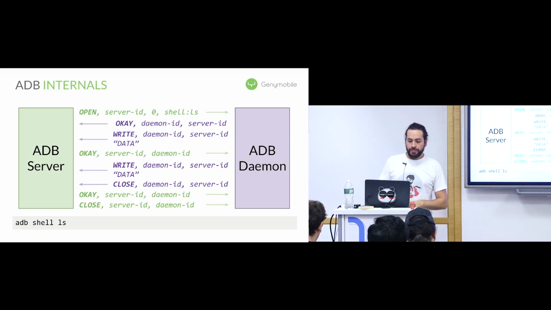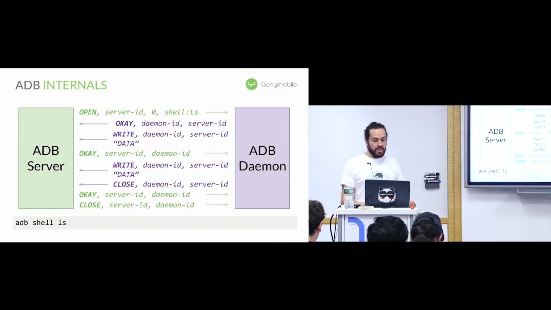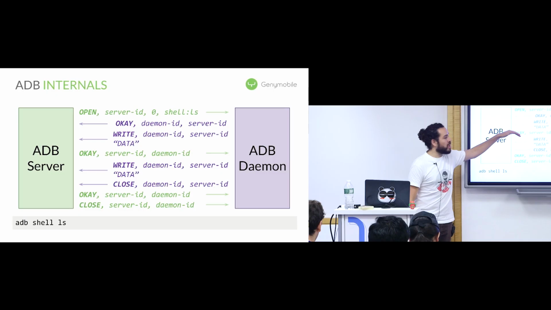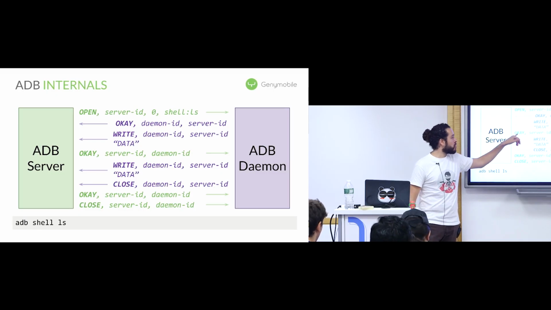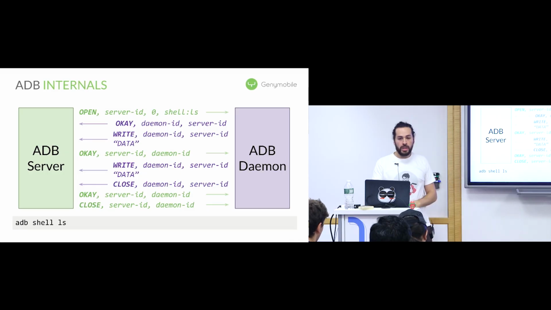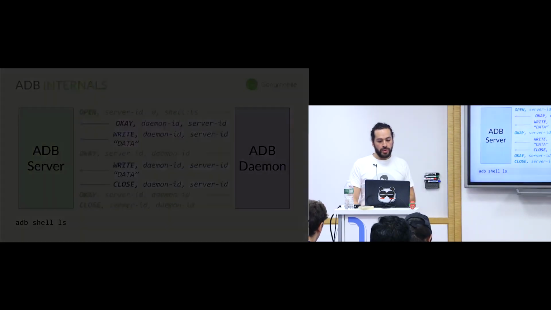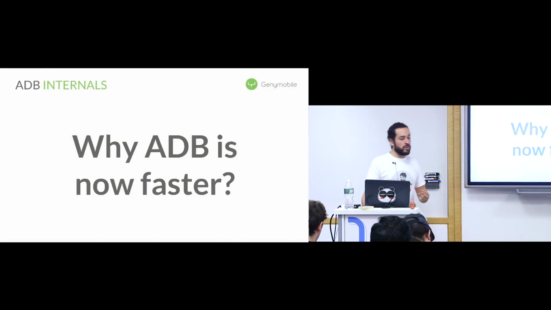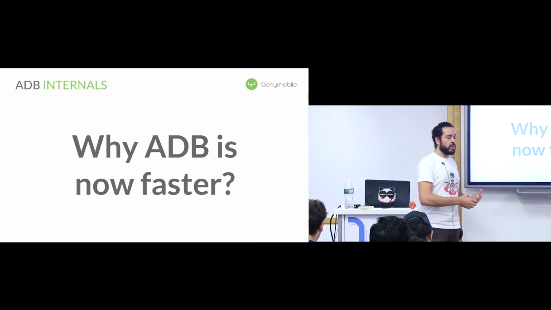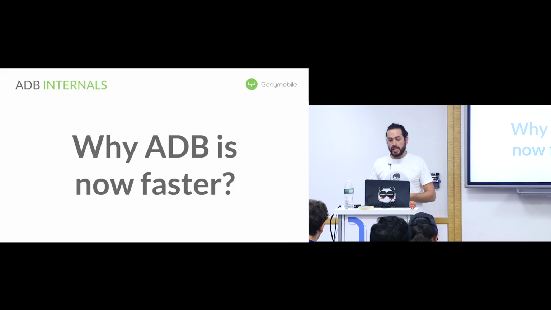OK? What you need to understand is that each time you have a write data, you have an OK message, and the daemon will wait for the OK to send the next write. And that will bring an interesting thing to understand, which is why ADB is now faster. Do you remember, last November, the Google team announced that ADB was now faster. And we will now understand why.